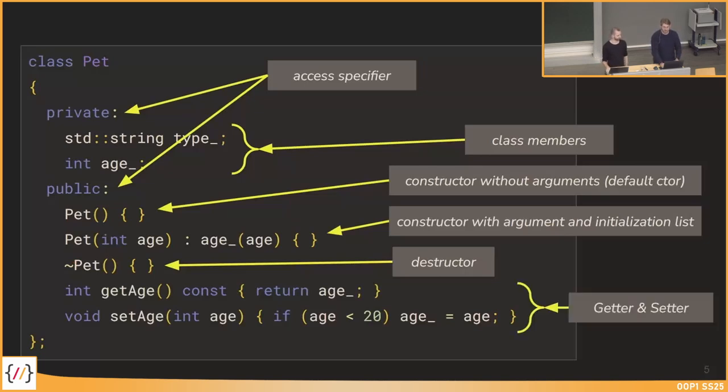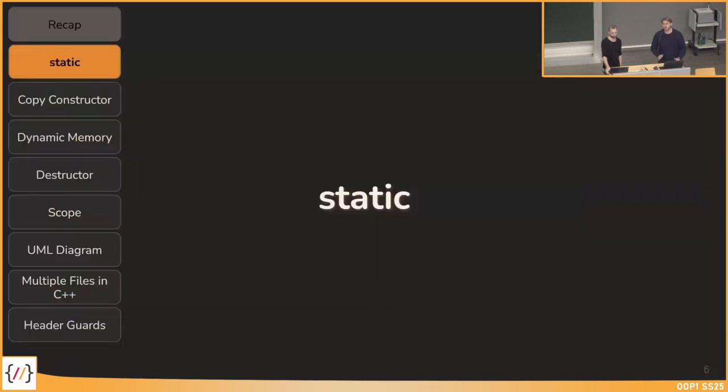And we've also learned about methods and two particular types of methods, which are getter methods and setter methods, which realize the concept of encapsulation. In German, it's Verkapselung, which is one of the basic concepts of object-oriented programming. And now we want to continue with static.